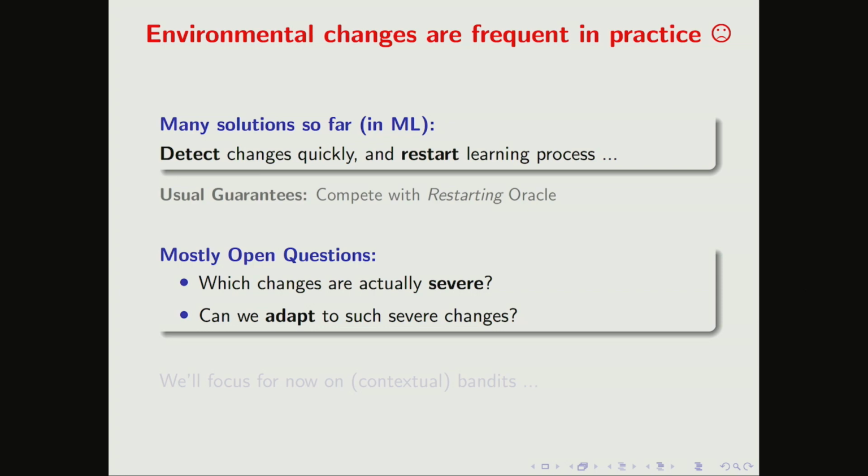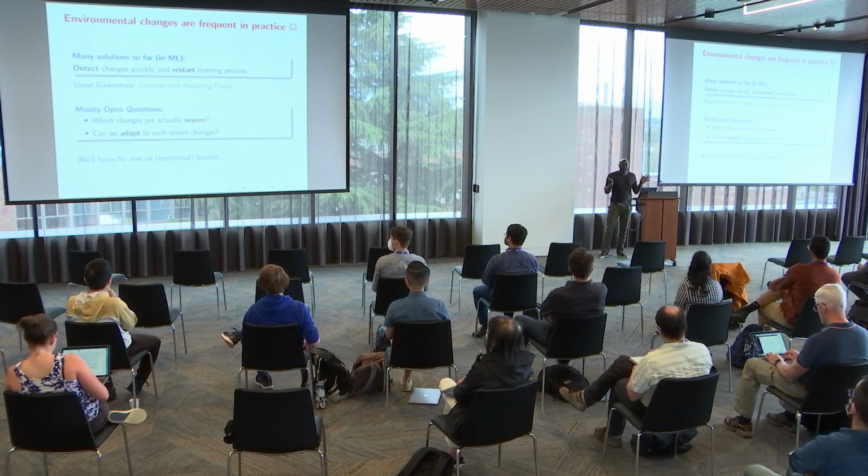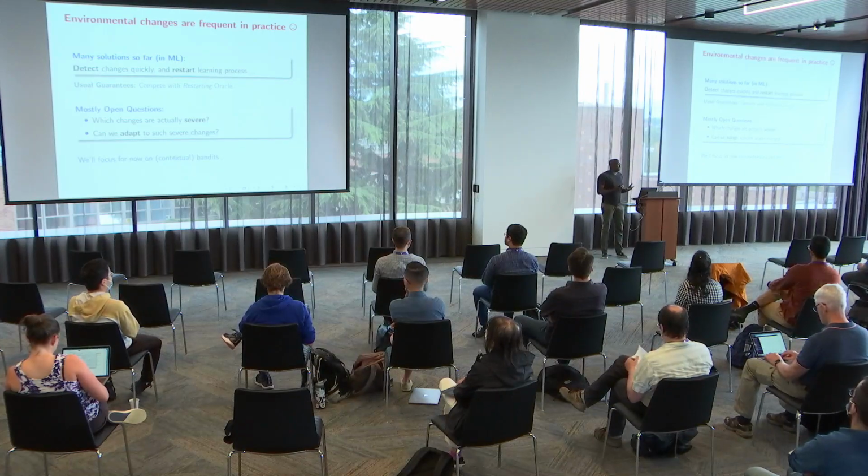What I mean by adaptation is, without knowing a priori the severity of the change, can I adapt to it? Can I get a rate that is in terms of that severity? And can I also restart only when I need to restart? I hope the motivation is clear. So we'll focus on contextual bandits in general. I'll define contextual bandit first. It's a far shot from the eventual goal, but it's a good place to start.